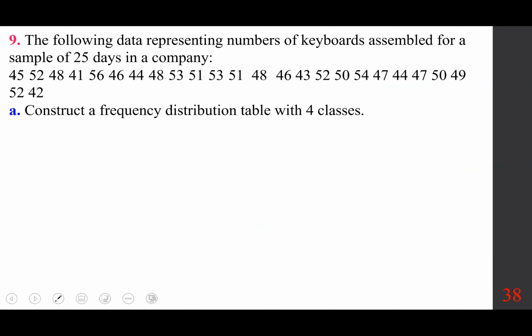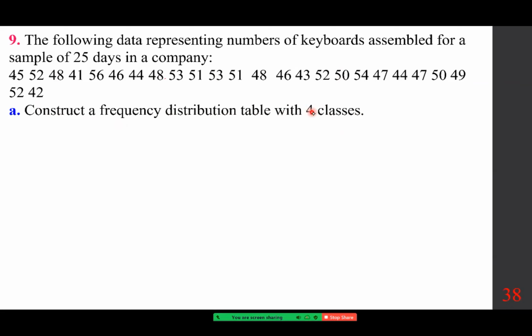The following data represents the numbers of keyboards assembled for a sample of 25 days in a company. One day was 45 pieces, one day was 52 pieces, another day was 48, and so on. We want to construct a frequency distribution table with 4 classes. This should be given to us for the sake of the exam or homework question, but on our own, we come up with a number of classes that is of interest to us. We don't want to make too many classes. So that should be given.